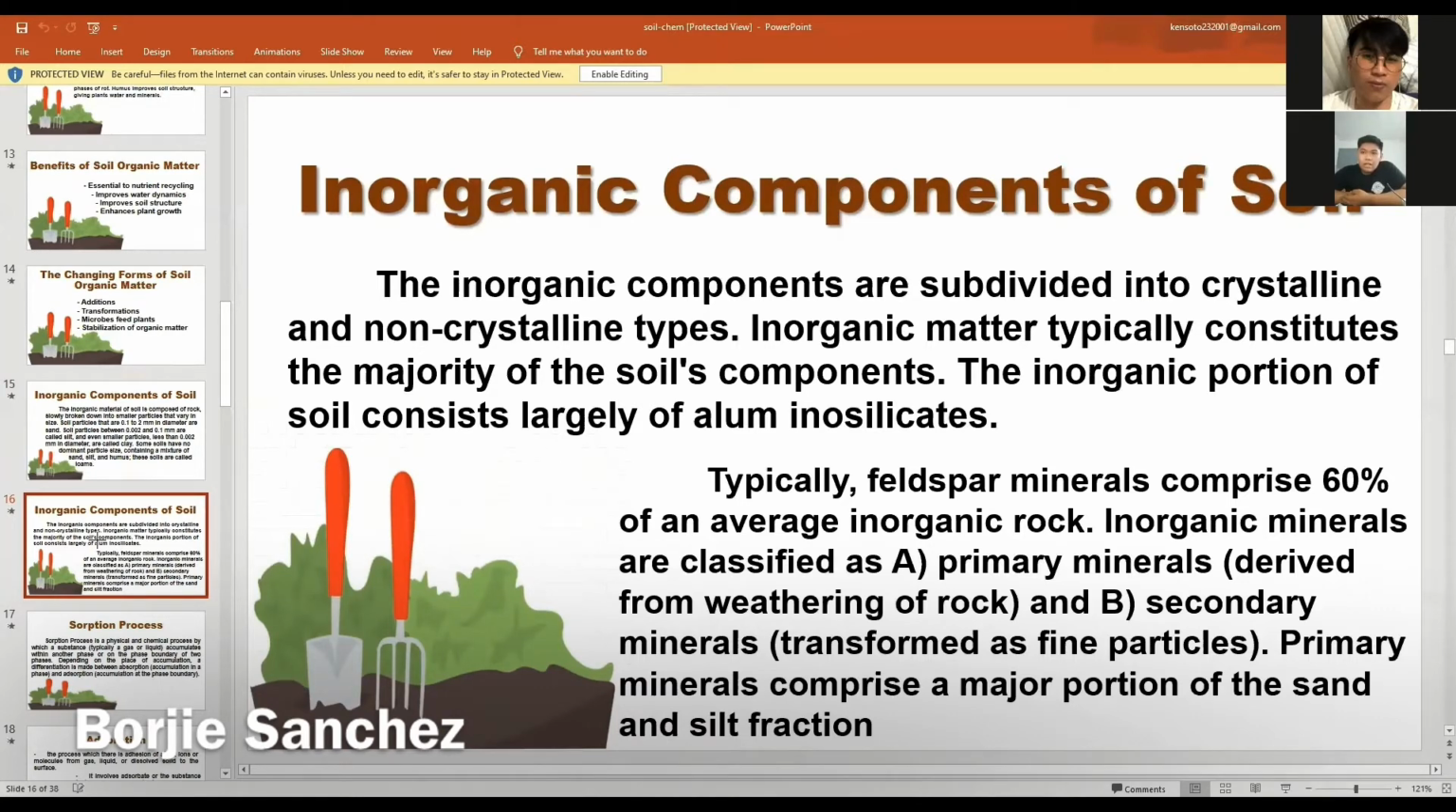Inorganic materials are classified as A. Primary minerals, derived from weathering of rock, and B. Secondary minerals transformed as fine particles. Primary minerals comprise a major portion of the sand and silt fraction.